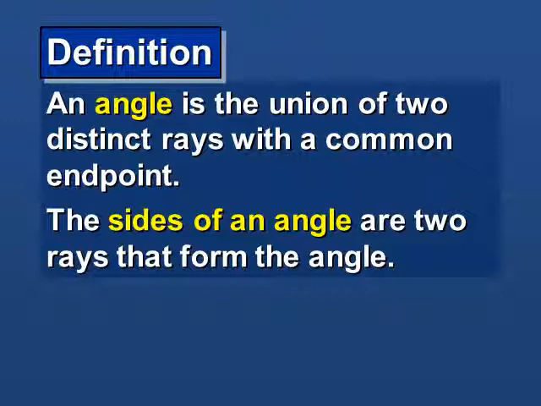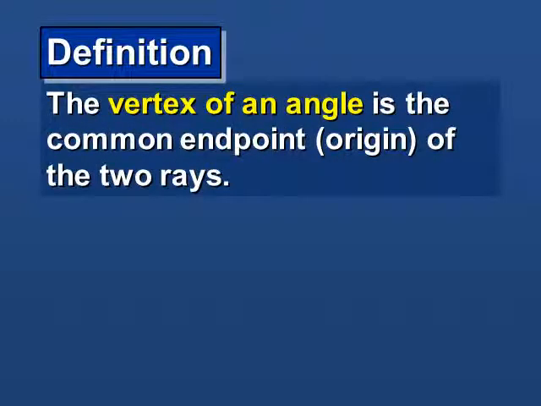Okay, they make an angle, and here you thought an angle was just something you measured with a protractor, but it's actually the union of two rays with a common endpoint. Now the sides of the angle are the two rays that form the angle. A common student error is when they think of the interior of the angle as part of the angle, and it's not. Okay, the interior is separate from the rays as far as set notation goes. The vertex is the common endpoint, or the origin of the two rays.